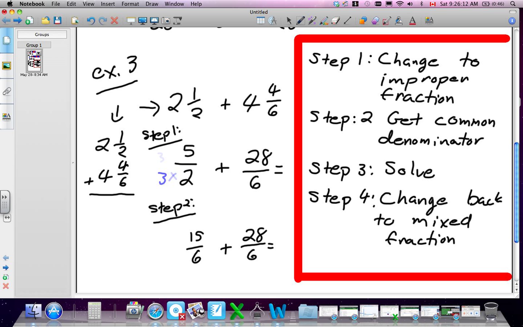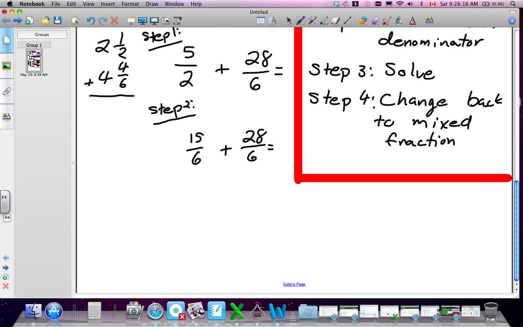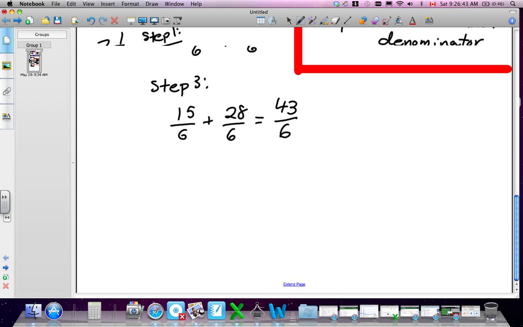Now we get to our lovely step 3. What does step 3 say? You have to solve the... Okay, so let's solve it. We'll put 15 over 6 plus 28 over 6 is equal to, what's my denominator going to be in my answer? 6. Good. And let's add this together. What are we going to get? I think it's 43. Yeah, very good. 43. So we have 43 over 6. And finally, step 4. What was step 4? You have to change it into a mixed fraction.